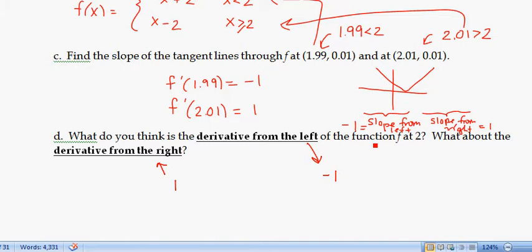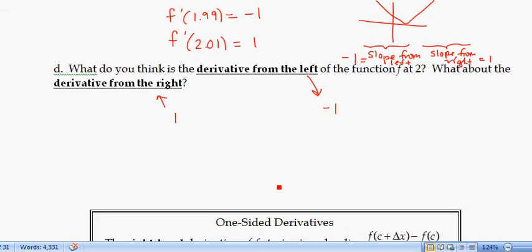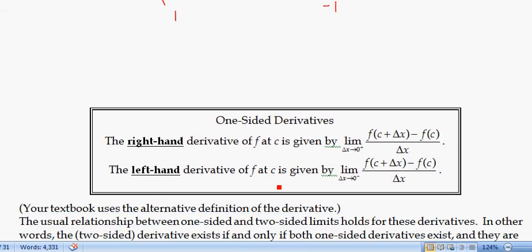Right? So we have this notion of limits from the left, limits from the right. The derivative is defined based on limits. So this should not be a shocking definition here, that we can think about right-handed limits and left-handed limits in terms of derivatives. So this would be the slope from the right side. This is the slope from the left side. And by the way, your textbook uses an alternate definition of the derivative here, but both work.